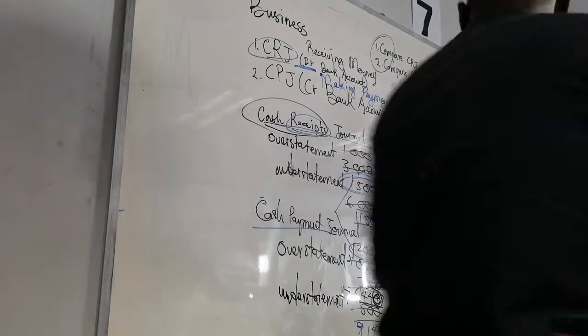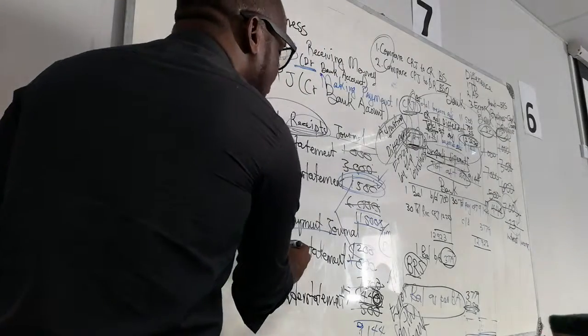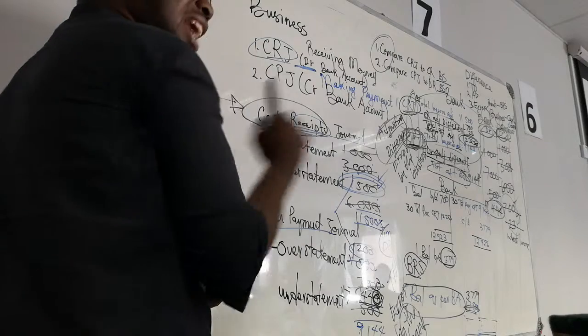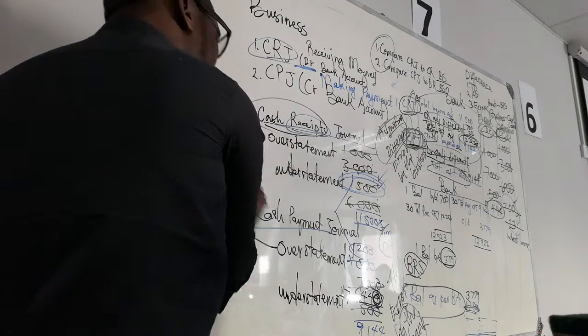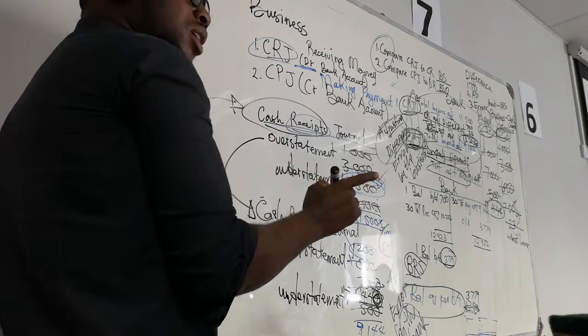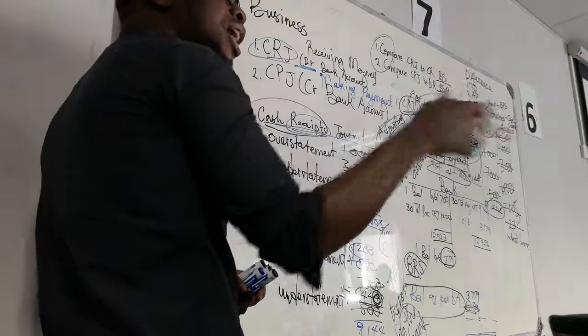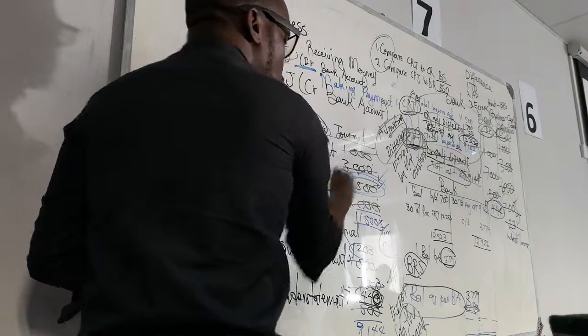So when we find an overstatement in either of the books, an overstatement in the CPJ will be recorded in the CRJ. An overstatement in the CRJ will be recorded in the CPJ. Then an understatement is simple. You have to increase.